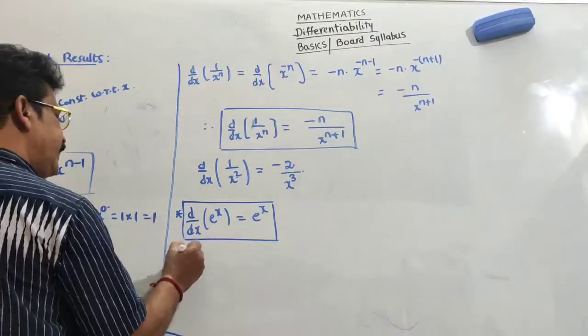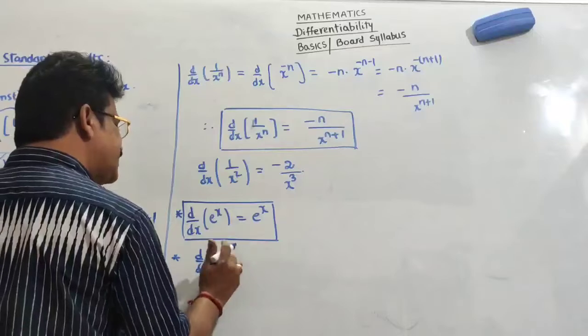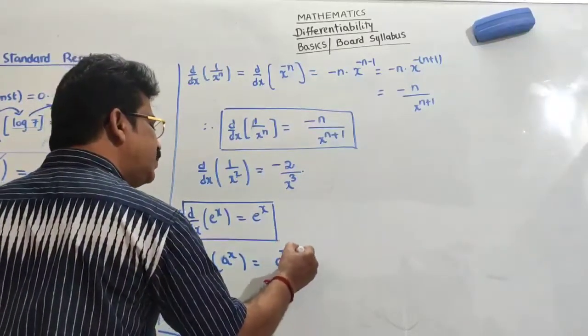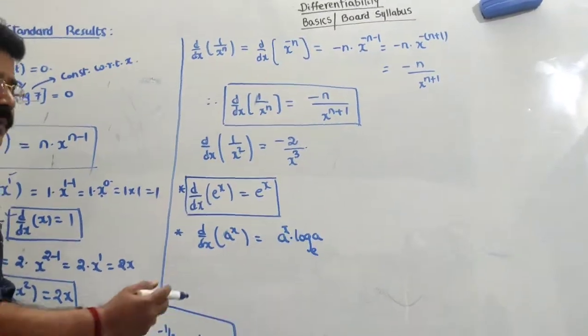Next, d by dx of another exponential function, a power x, is a power x into log a, of course the natural logarithm, base e.